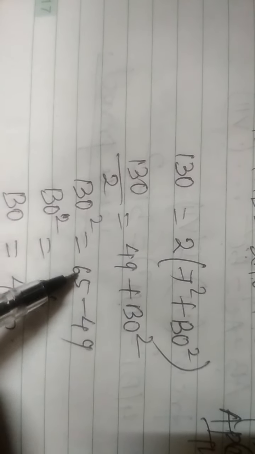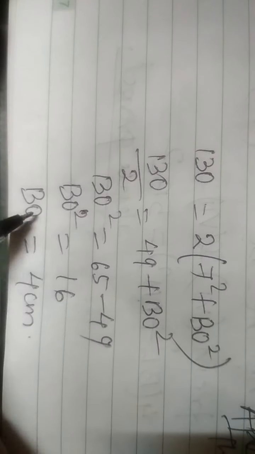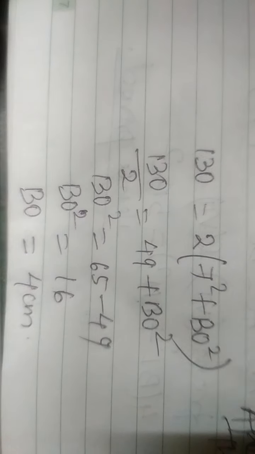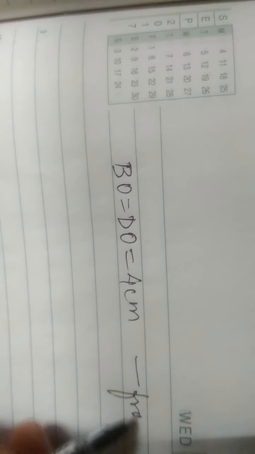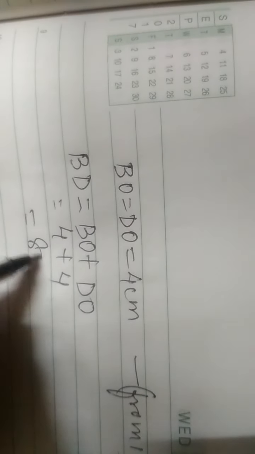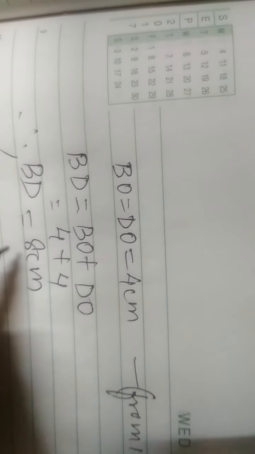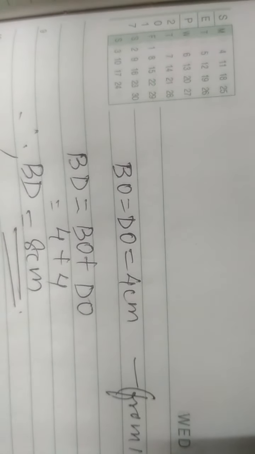So BO square equals 65 minus 49. BO square equals 16. So BO we are getting as 4 centimeters. But BO equals DO, so DO is also 4 centimeters. So from equation 1, BD equals BO plus DO, that means 4 plus 4 equals 8 centimeters. That means the value of BD, the other diagonal, is 8 centimeters.